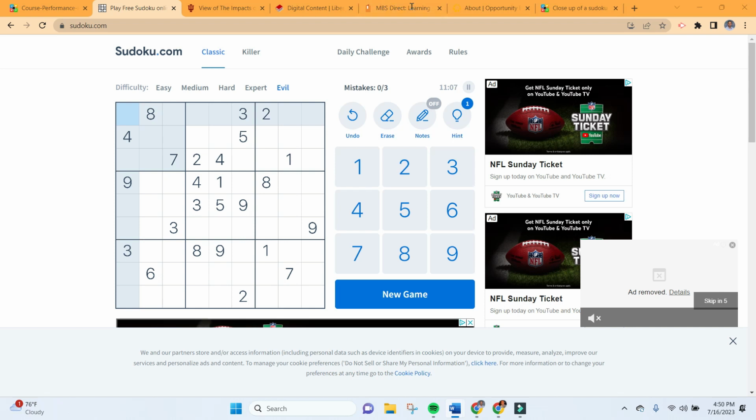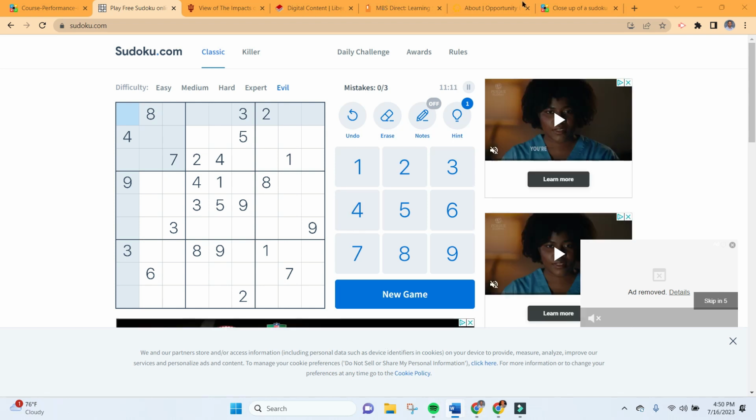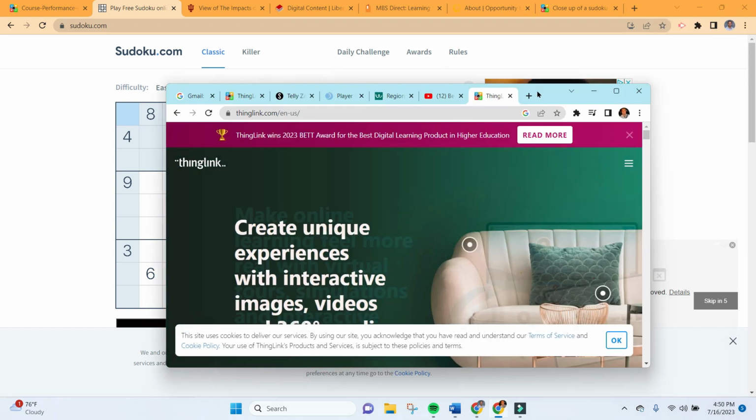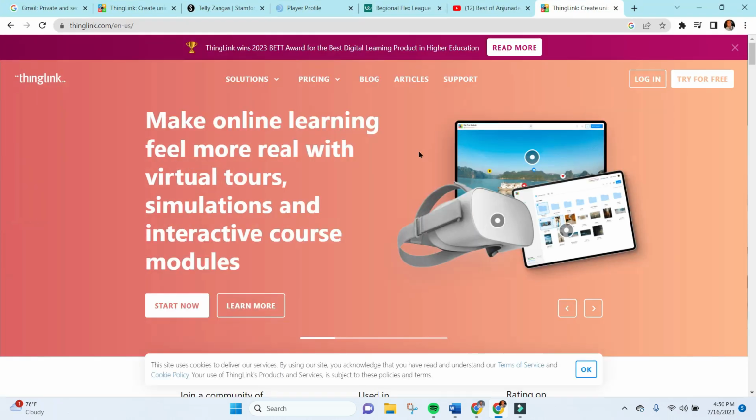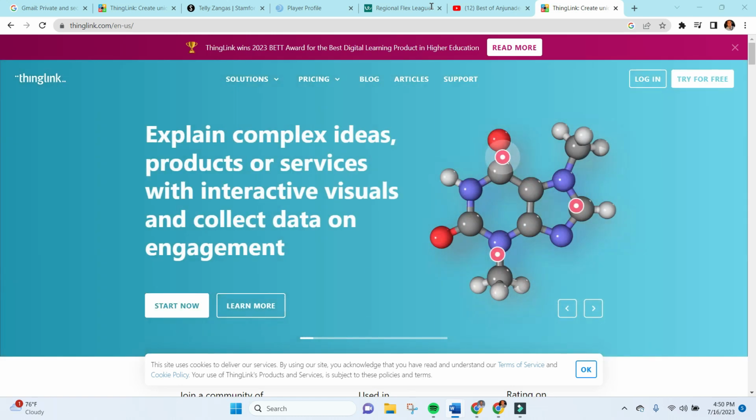Now, to solve the first puzzle, we will create an interactive visual through ThinkLink. This is the home page for ThinkLink, which I'm going to maximize right here. ThinkLink provides easy visuals which can help us get started to solve a Sudoku puzzle. But before we talk about the actual puzzle, let's talk about the benefits of using ThinkLink.